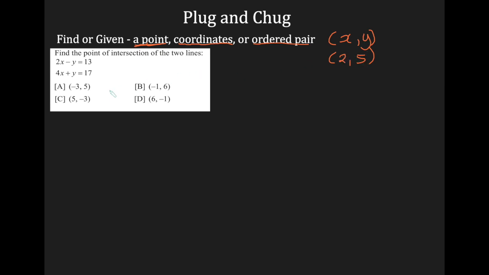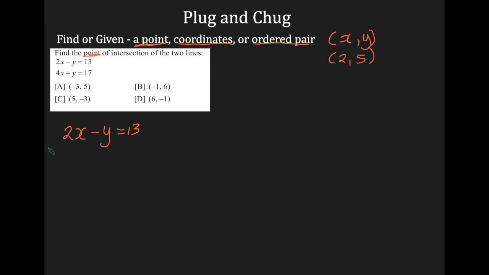So in this first example, the question states, find the point. So they're asking us to find a point, that's your keyword, of intersection of the two lines. Your lines are equations. You're given 4 answer choices, and we're going to use plug and chug. We're going to start with the first line, which is 2x minus y equals 13.